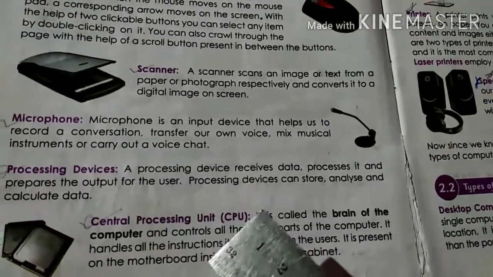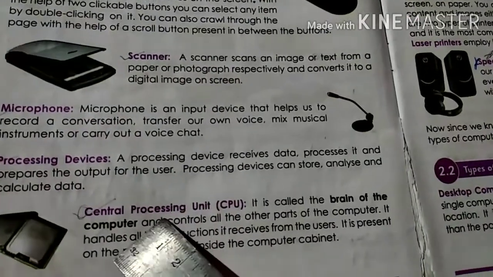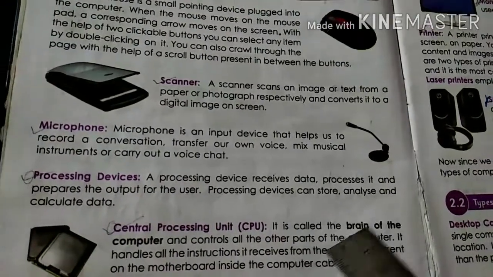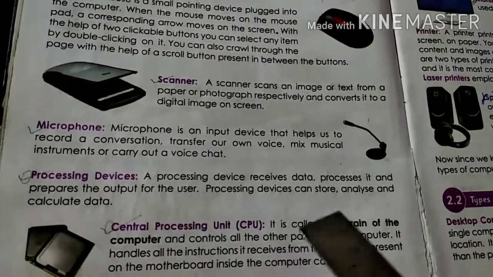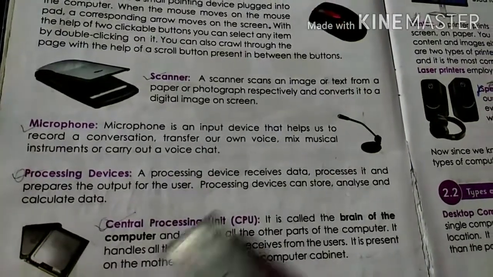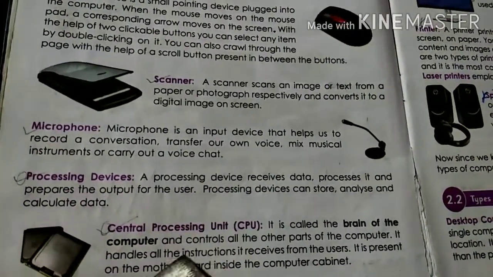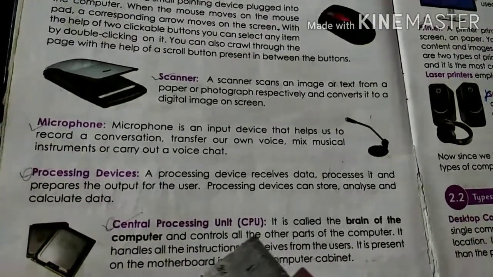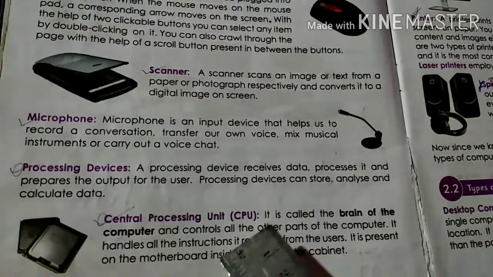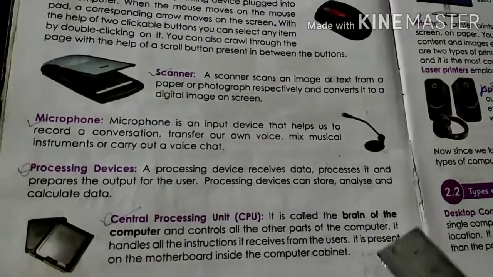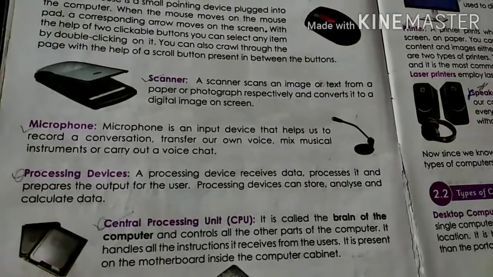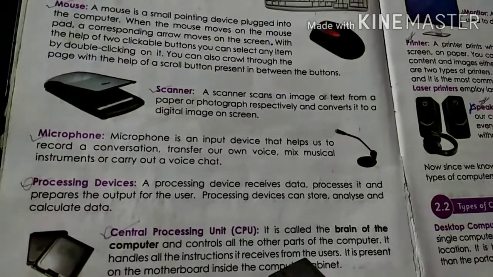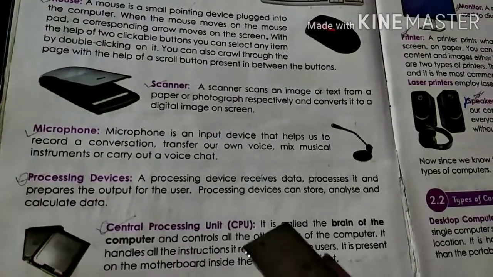So the first processing device is the Central Processing Unit, CPU. It is called the brain of the computer, because it processes all the instructions of the computer and controls all the parts of the computer. It handles all the instructions it receives from the users. Whatever instructions are given by the users, they are handled by the CPU only.